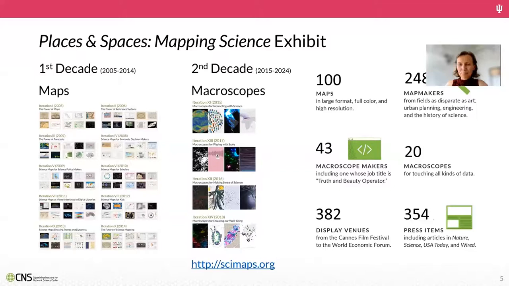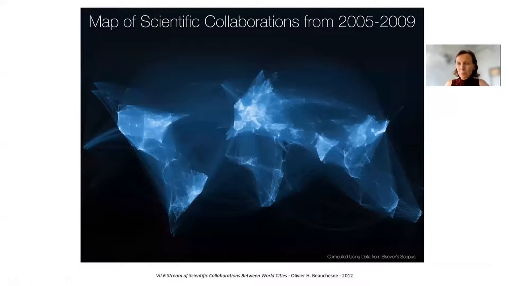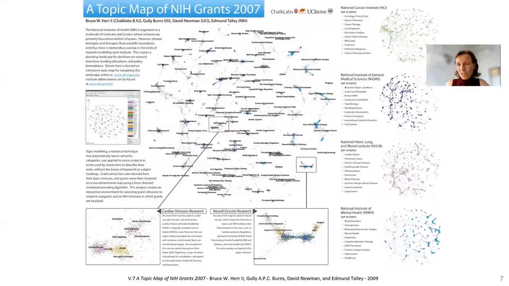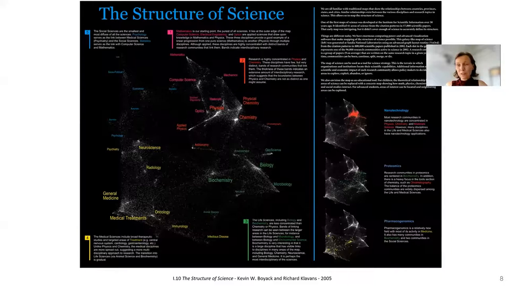Among those maps, you have maps of scientific collaborations here using Elsevier data. You have maps of NIH funding, and all of these maps are available online at scimaps.org. You also have the structure of science, the very first map back in 2005 that showed all of the sciences. And you can now use that as a base map to overlay, for instance, where nanotechnology papers are, where proteomics or pharmacogenomics papers are. So you can use this like a base map of the world to then overlay additional data sets. And all the information on how these maps come into existence are provided with the maps themselves. And I won't have time to go into details here.